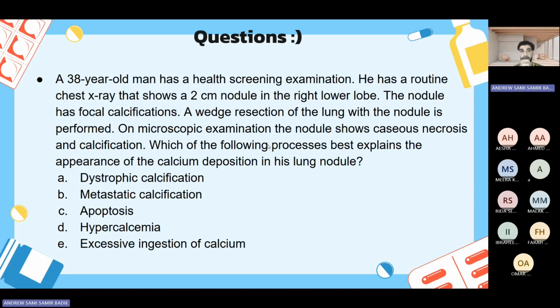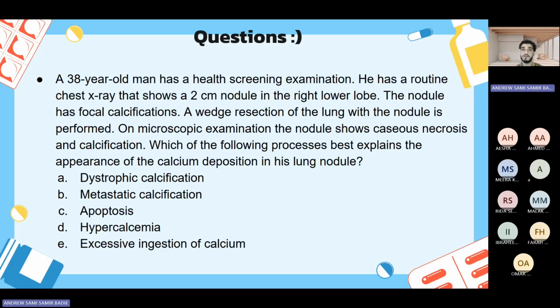Okay, another example. Here we have a 38-year-old man at a health screening examination. He has a routine chest X-ray that shows a 2 centimeter nodule in the right lower lobe. The nodule has focal calcifications. We have two types of calcification now, dystrophic or metastatic. Which one would it be? A wedge resection of the lung with the nodule was performed. On microscopic examination, the nodule shows caseous necrosis and calcification.